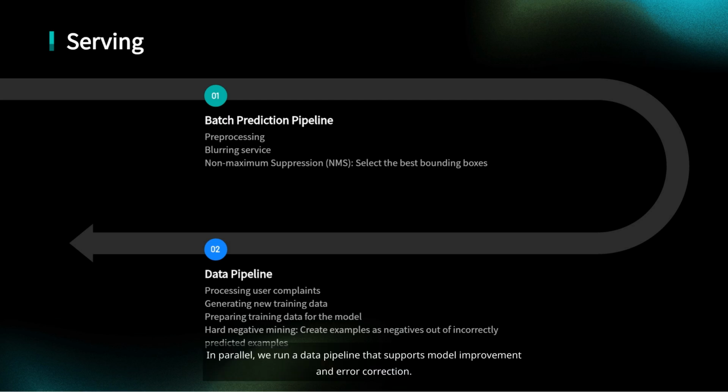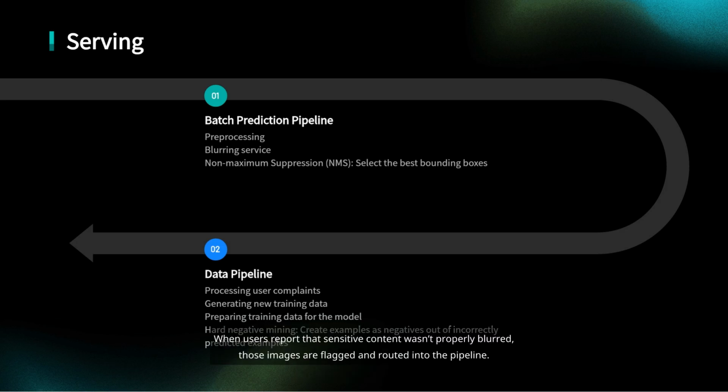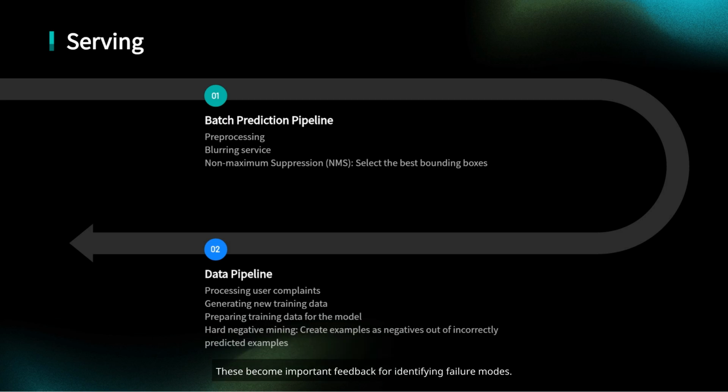Data pipeline. In parallel, we run a data pipeline that supports model improvement and error correction. Processing user complaints. When users report that sensitive content wasn't properly blurred, those images are flagged and routed into the pipeline. These become important feedback for identifying failure modes. Generating new training data. Complaints and edge cases are used to generate new labeled training samples. This helps the model adapt to rare cases or visual patterns not well represented in the original dataset.